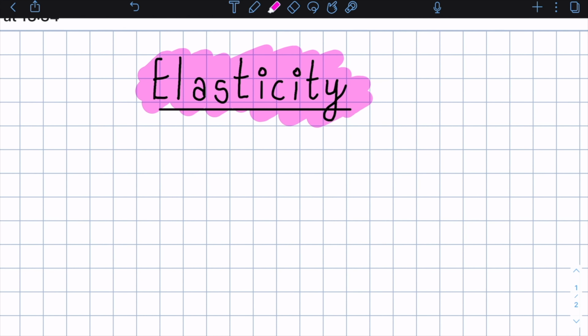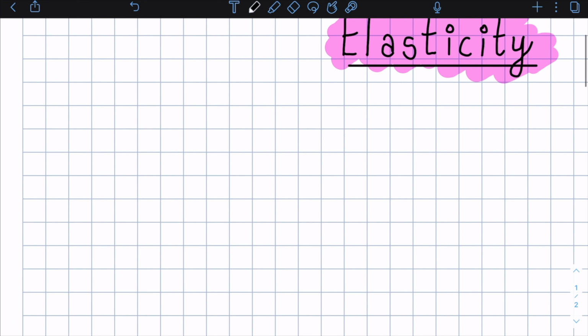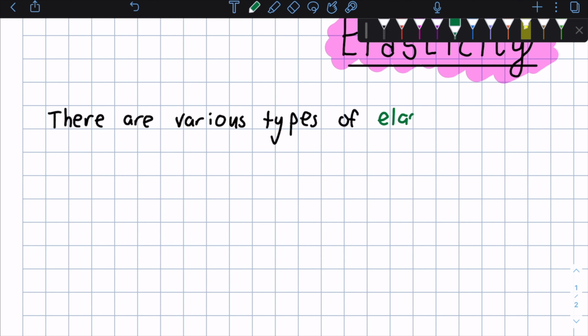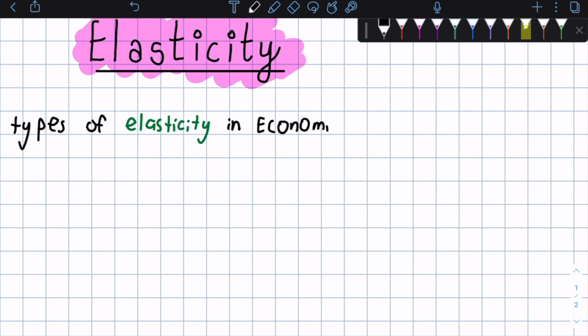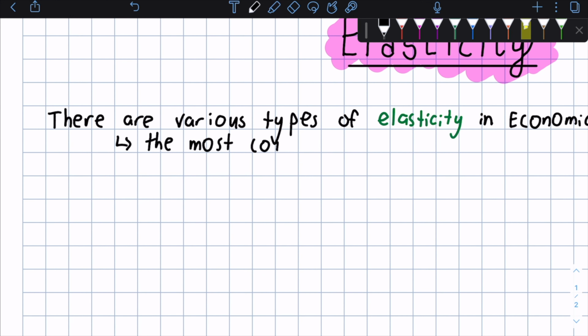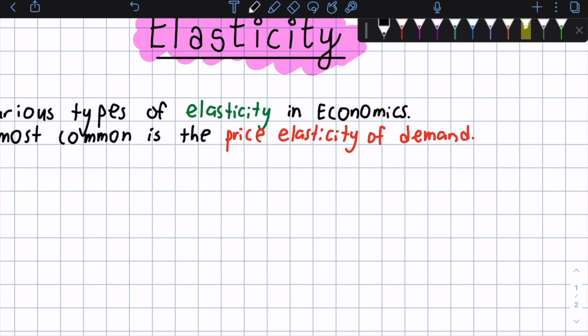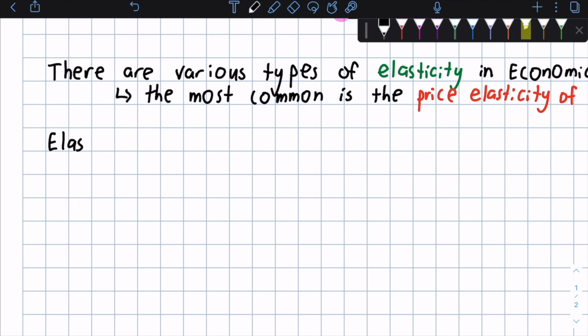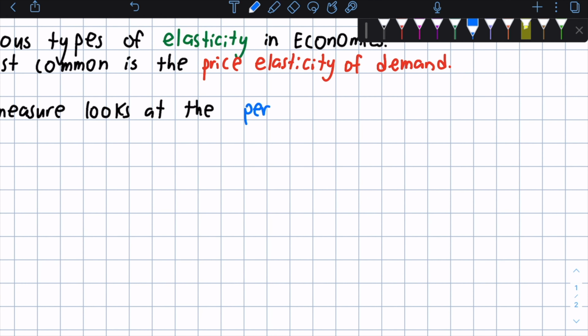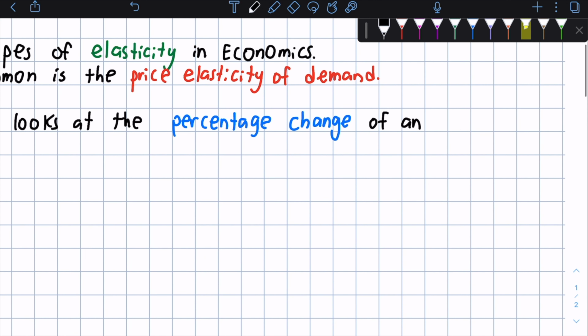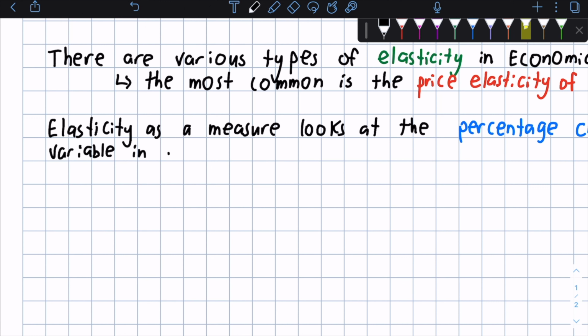And this week we're diving back into some economics, and we're going to be discussing elasticity. So there are a few different types of elasticity in economics that are discussed, but the most common is the demand elasticity, or price elasticity of demand, as it's commonly referred to. In general terms, elasticity measures the percentage change of an economic variable in response to a change in another independent variable.